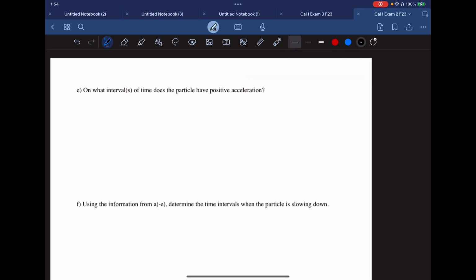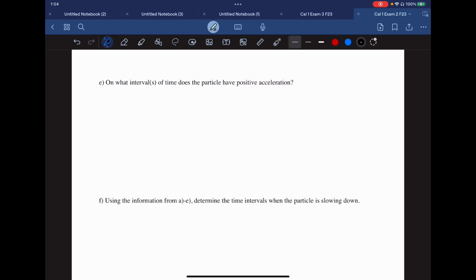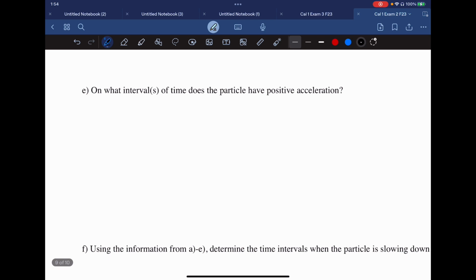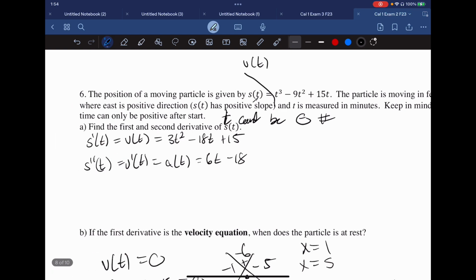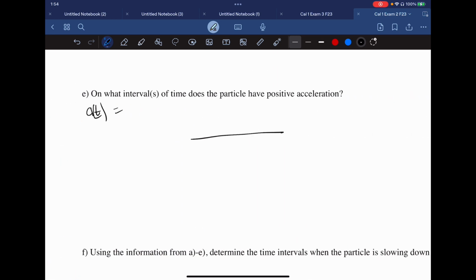Now let's go on to 6E. On what interval does the particle have a positive acceleration, right? So let's make a sign chart, and instead of using v of t, we're going to be using a of t, which is, let's refresh ourselves, 6t minus 18. Let's set this equal to 0 to find where our 0 is going to be. 18 equals 6t. t is going to equal 3, so 3 here.